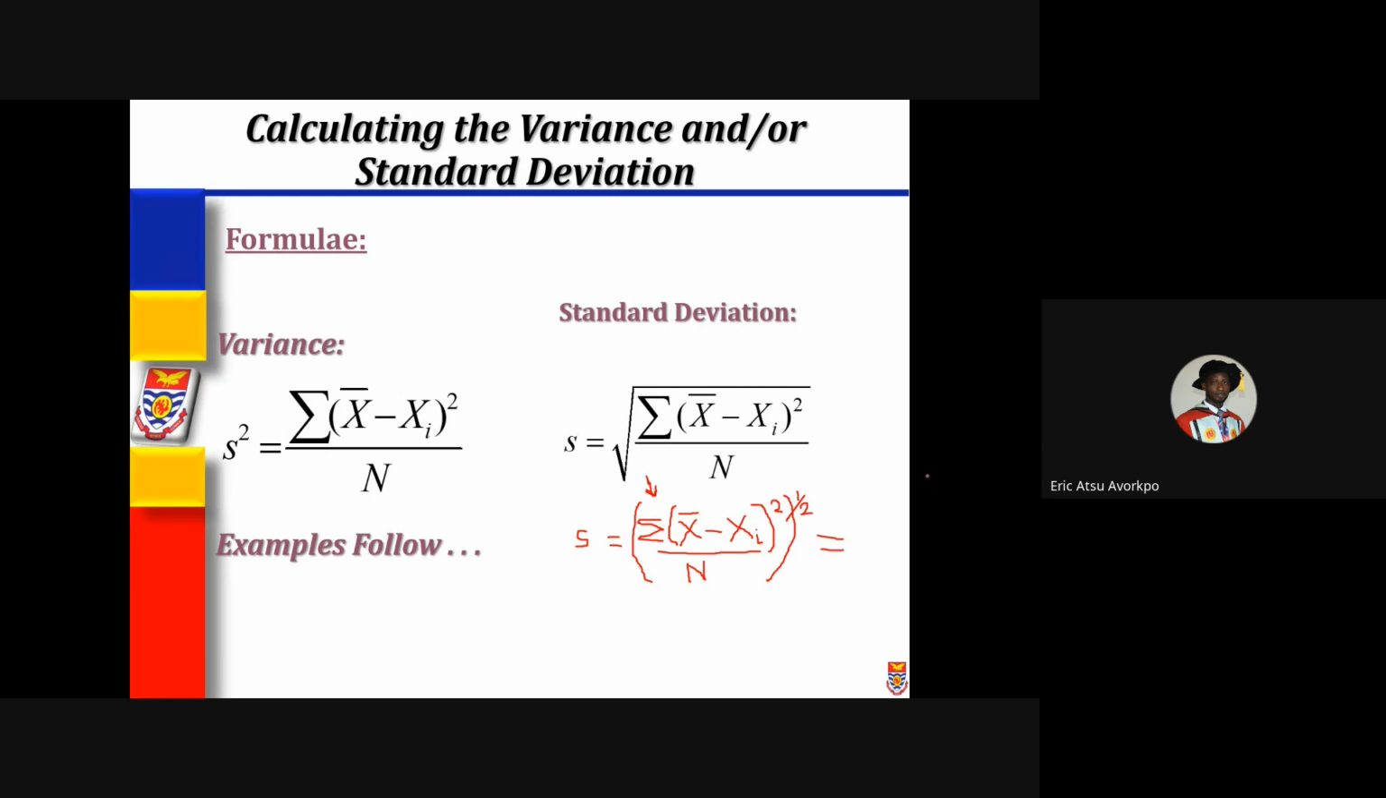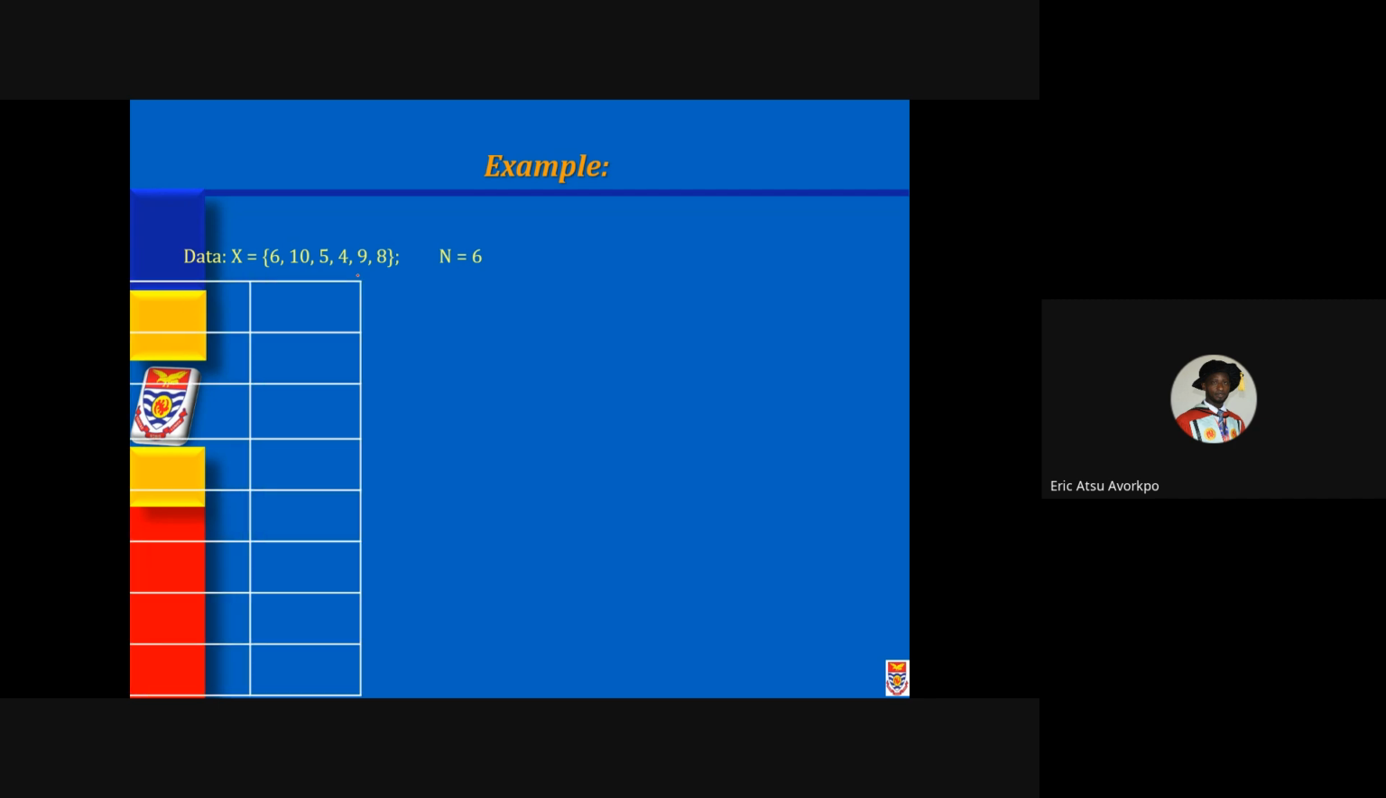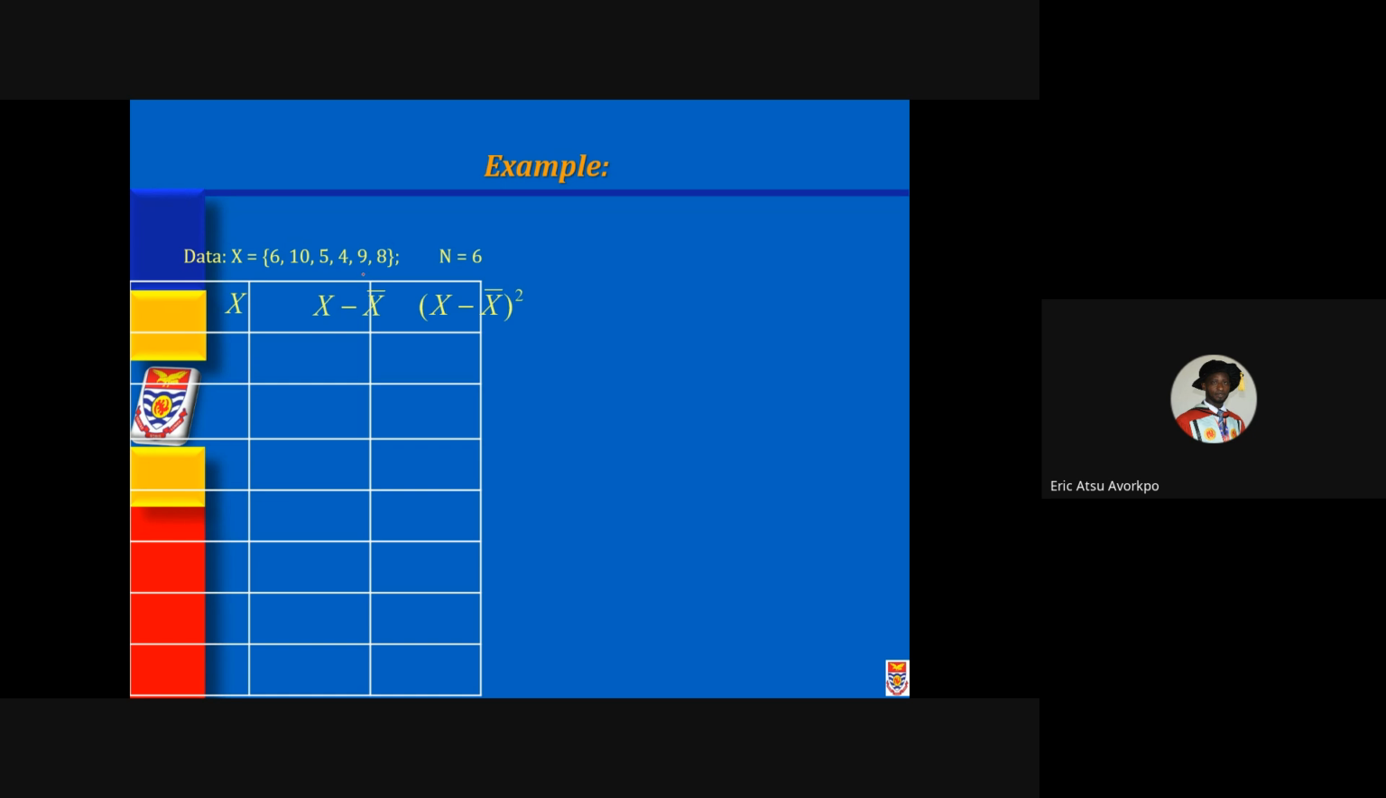If you were doing it physically, we would have gone through the nitty-gritty of some of these things. So let's look at an example. Let's look at this data: 6, 10, 5, 4, 9, 8. We have looked at this example before, right? The number of observations is what? 6. The mean value of this, let's calculate it.